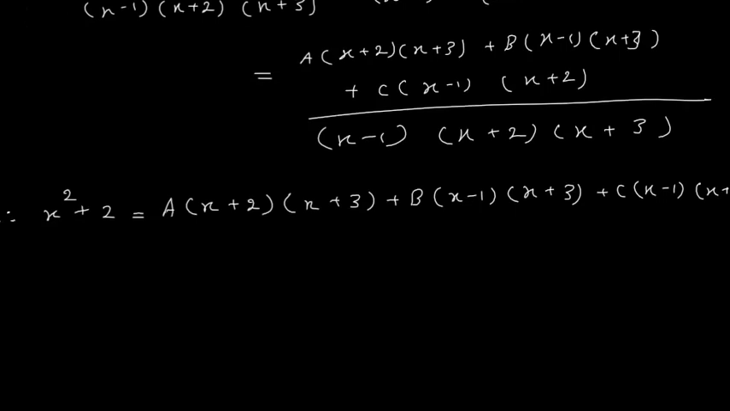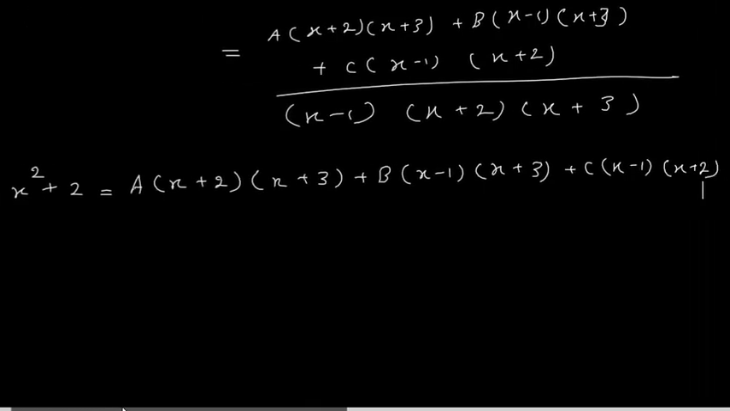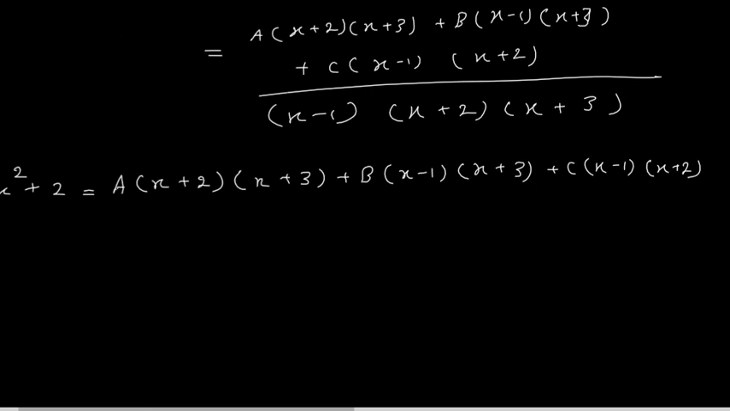Now we are going to use substitution for the value of x so that we get the values of a, b and c. To get the value of a, I need b and c to be 0.